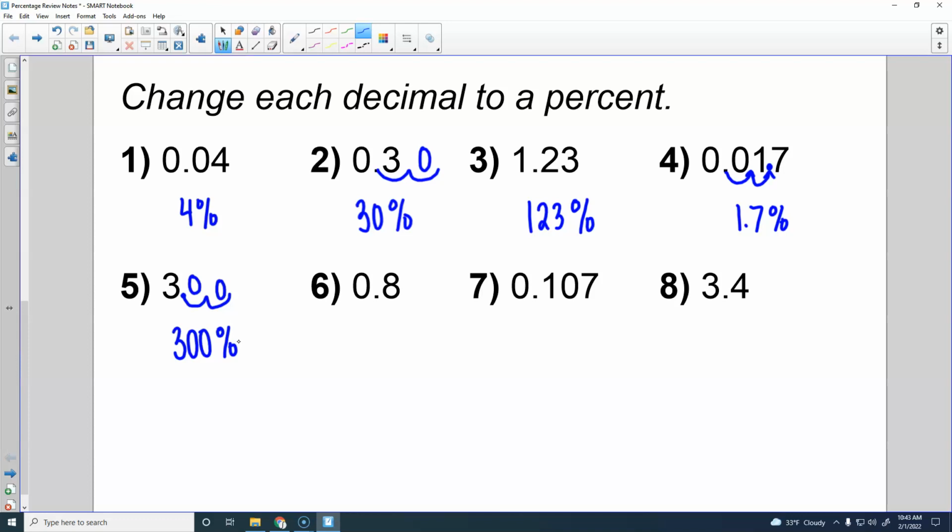Okay. Passion, what about number 6? Very good. 80. Easton, what about number 7? That is perfect. And Ayla, what about number 8? Perfect. 340. Because every time we're moving that decimal 2 places, if you got a blank spot, you're going to fill it in with a 0. Okay, questions? Good here.